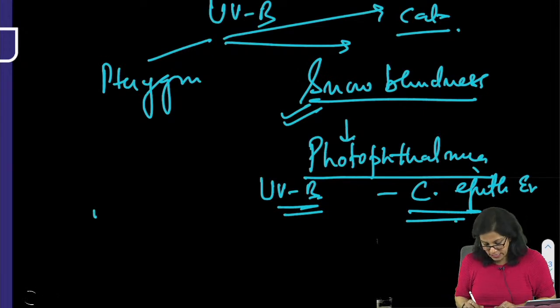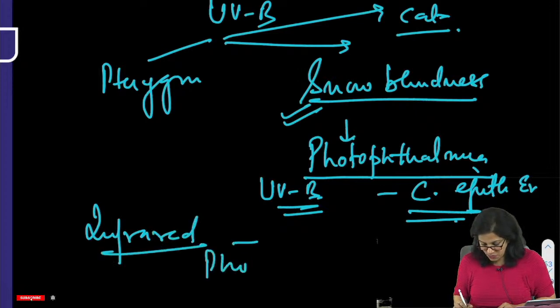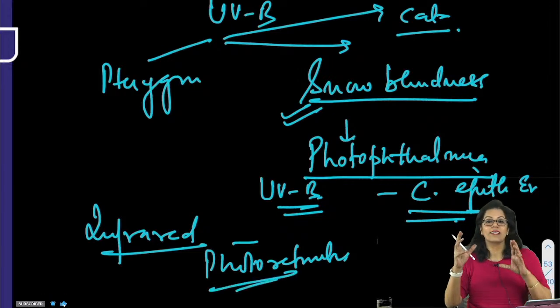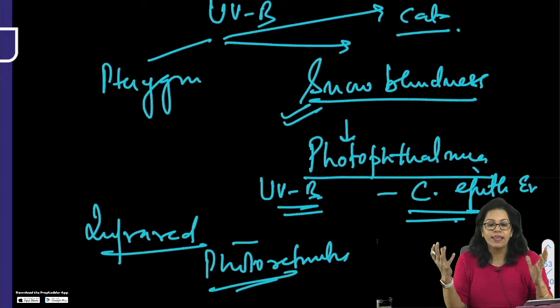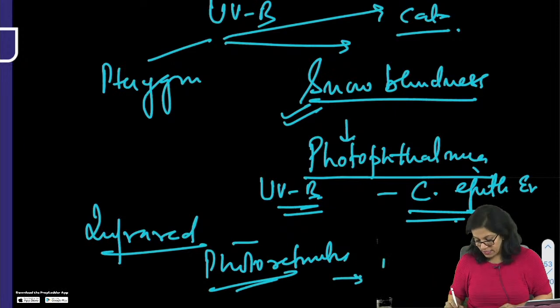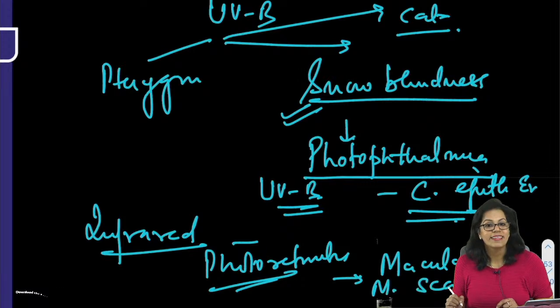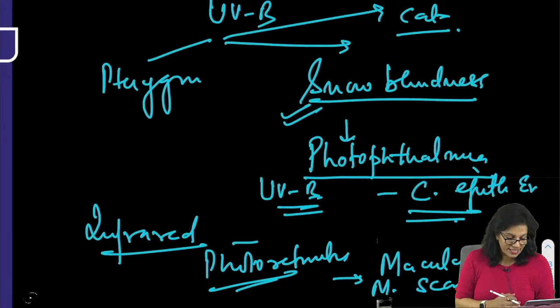And what is the injury by infrared ray known as? That is not photophthalmia, that is photoretinitis. So this happens when you directly look at the solar eclipse with your unaided eye. You can damage the macula. It causes macular burn. So this is serious, leading to macular scar. So it becomes permanent loss. So infrared rays cause photoretinitis.